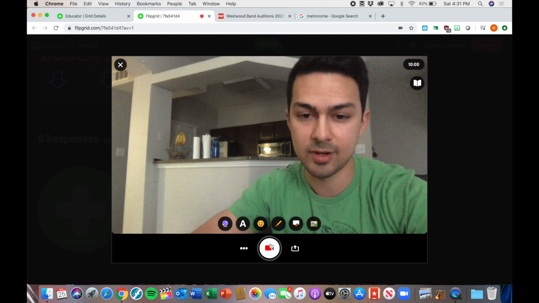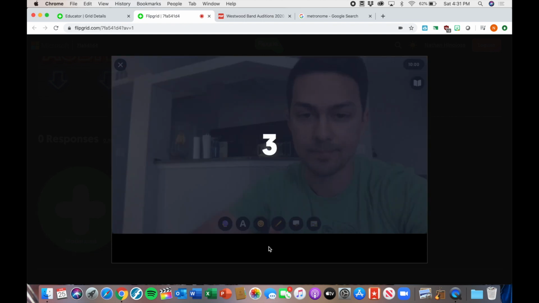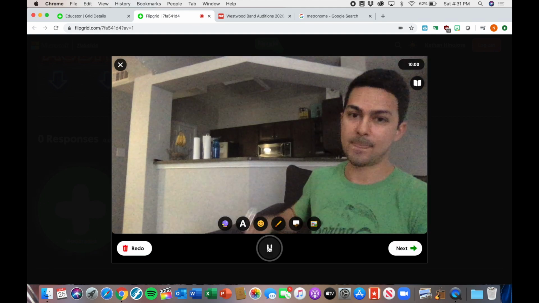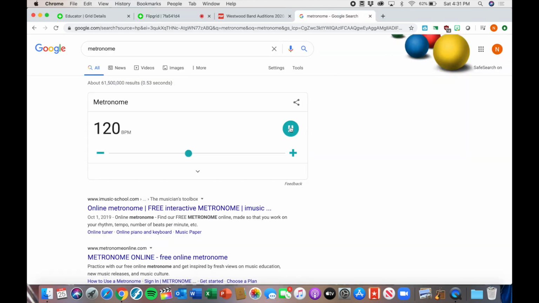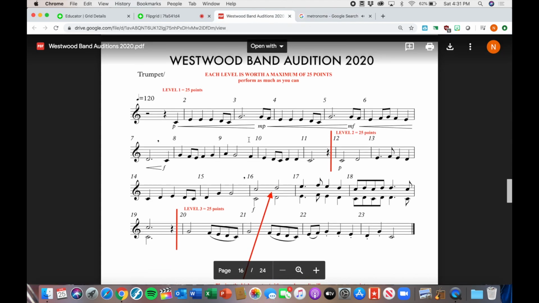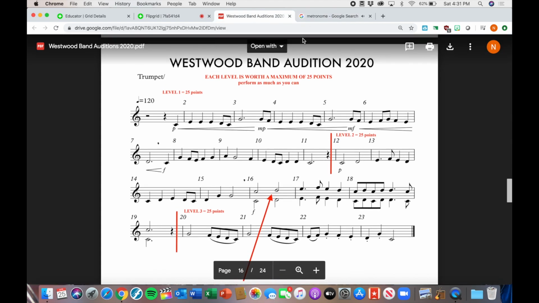This record button obviously means you start your recording. And now I'm going to turn my metronome back on. I'm going to go to my music. I'm going to start playing.